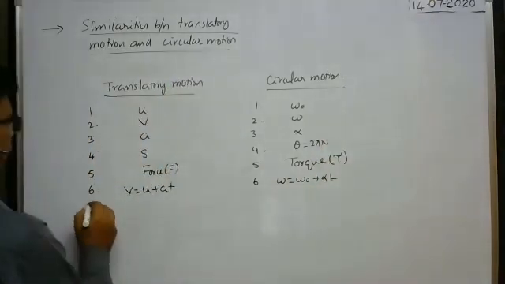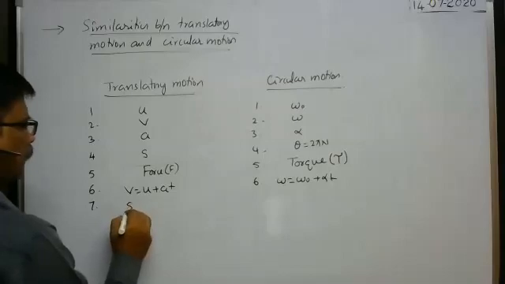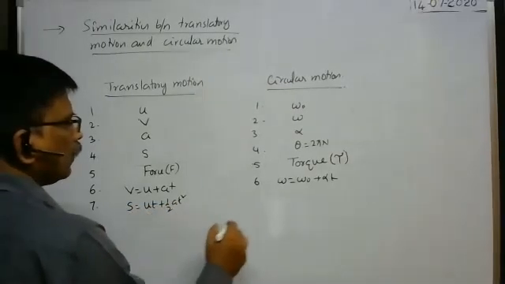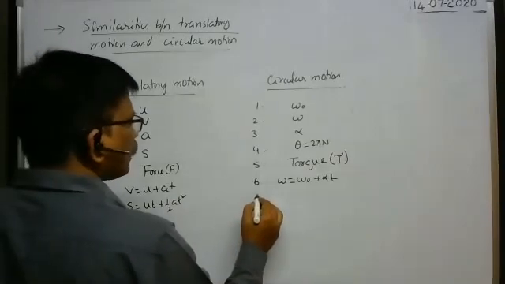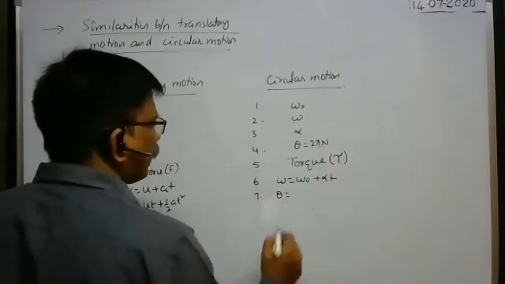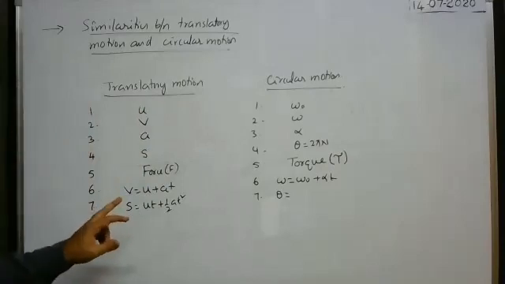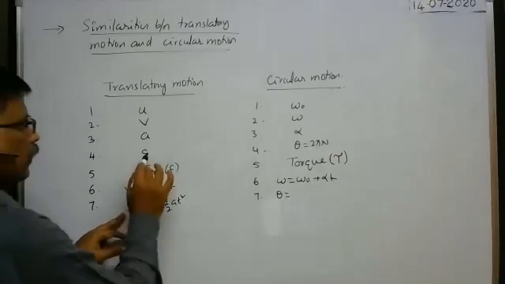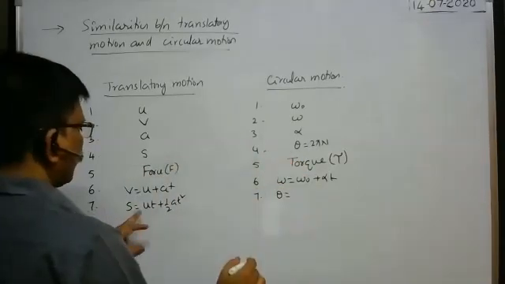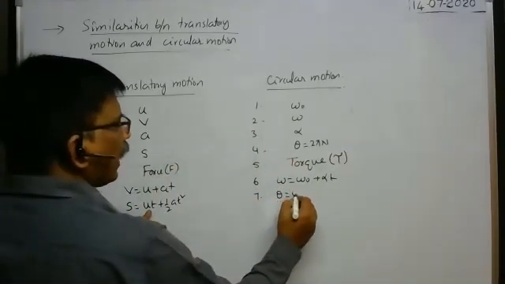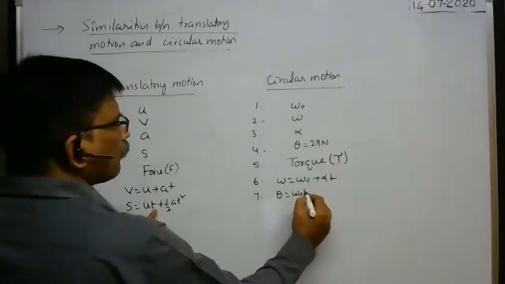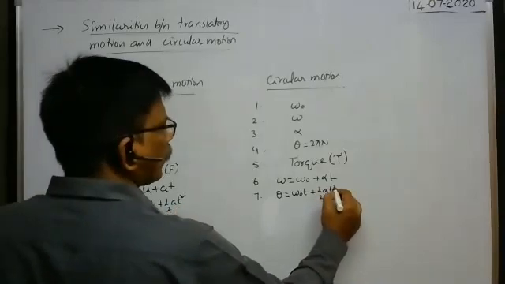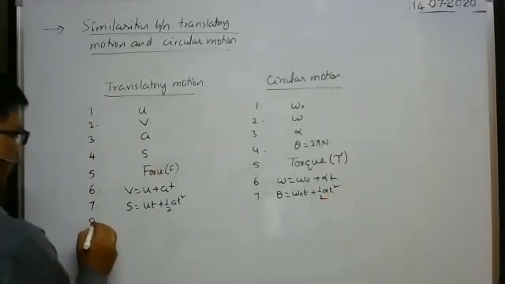Next. Here linear displacement is equal to ut plus half at square. The similar terms, the angular displacement theta is equal to, how can we write, tell me? Angular displacement theta is equal to initial angular velocity omega naught into t plus half alpha t square. That's all.